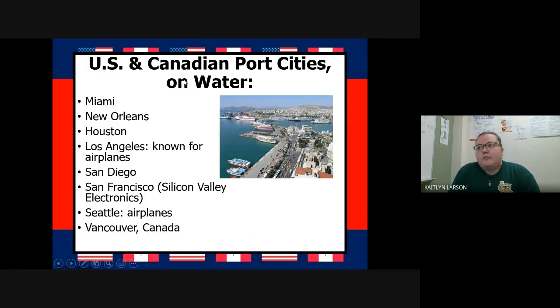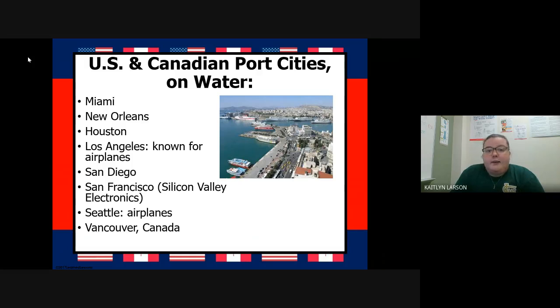Now, there are several major cities on the water, and these are going to be called port cities because this is where goods would come in and they would land in the port city, and then they would be distributed. They would be sent to other areas of the nation or of the world, okay? So port cities are going to become very big because that is where the trading happens, and everybody wants to make that money, okay? So we have a port city in Miami, New Orleans, Houston, Los Angeles, San Diego, San Francisco, Seattle, and Vancouver, Canada.